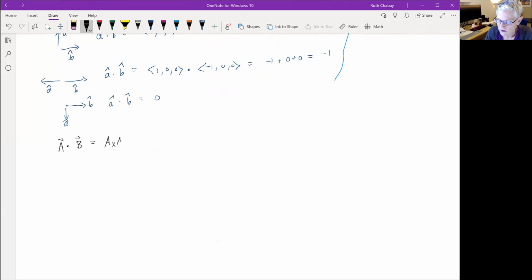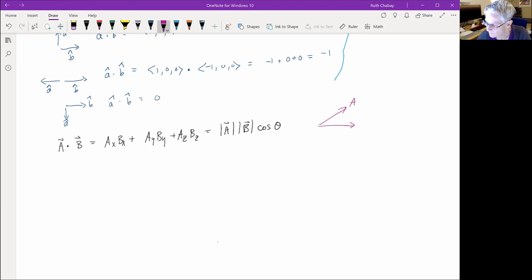So it's certainly equal to A sub x, B sub x, plus A sub y, B sub y, plus A sub z, B sub z. And that's equal to the magnitude of A, in the case of our unit vectors that was 1, times the magnitude of B, also 1, times the cosine of the angle theta between the vectors, where this angle is theta, and theta is less than or equal to 180 degrees. So it's the smaller angle.